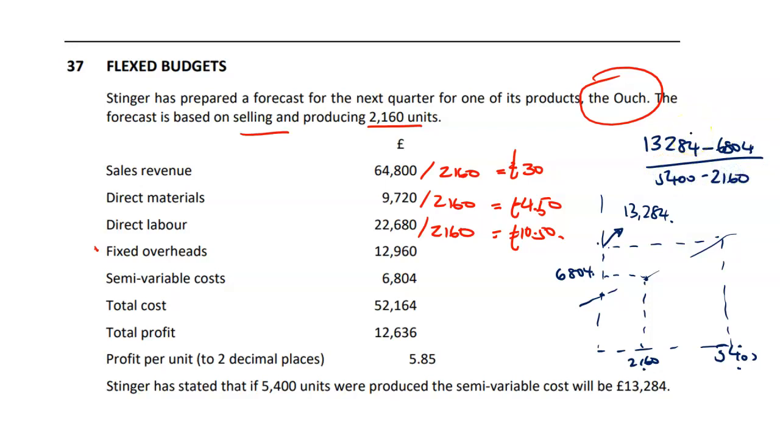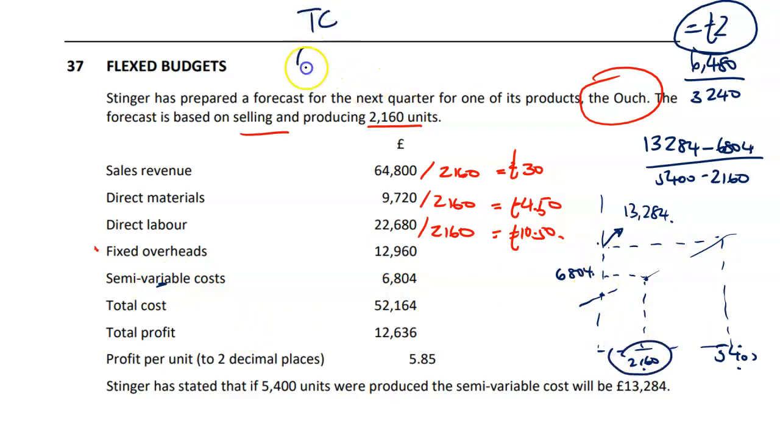So 13,284 minus 6,804 is 6,480, divided by 5,400 minus 2,160, which is 3,240. So if you divide these two things together, you get £2. So my variable cost is £2. Right, so now that's good. So let me find the fixed cost, if you like, in this semi-variable, right? And I'll just pick this one, the 2,160. I could have picked any, it doesn't really matter.